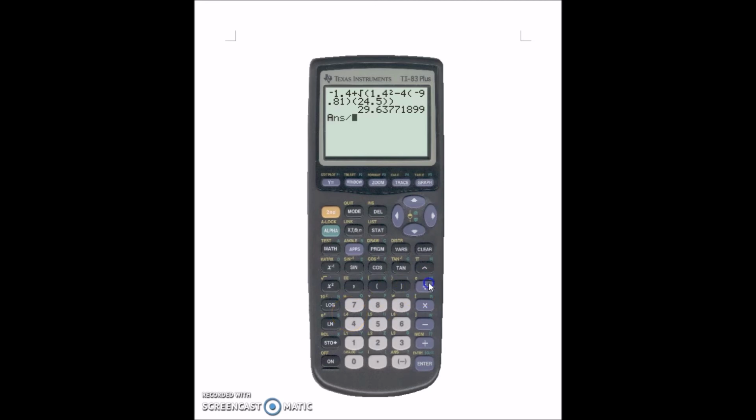29.63771899. Now you divide that by negative 19.64, sorry, 19.62, and you get negative 1.510587104, which is one of the possible solutions of the quadratic. However, it's not the solution of the word problem because time cannot be negative. So let's try that again. This time we'll do minus.